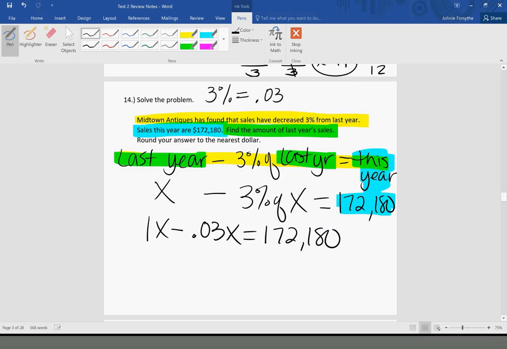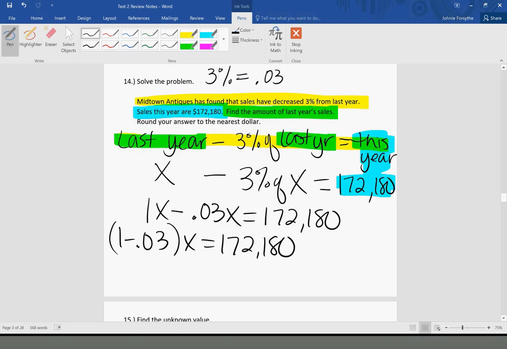So x is the same thing as 1x. That's basically 1 minus 0.03, times x, equals $172,180. So what's 1 minus 0.03? It's going to be 0.97. So 0.97x equals $172,180. And so we're going to divide by 0.97 to solve for x.